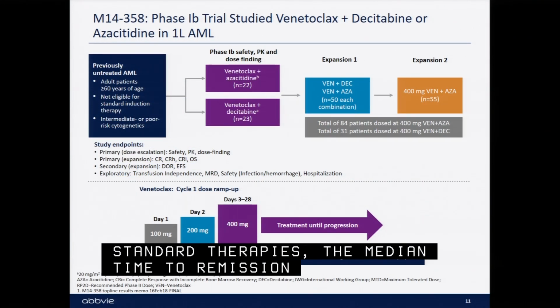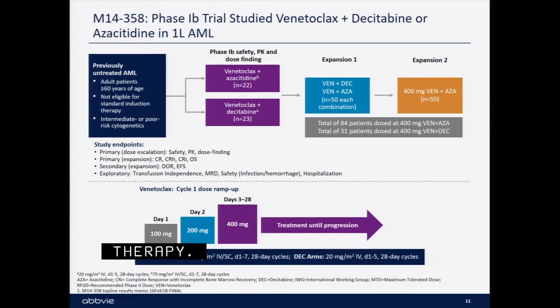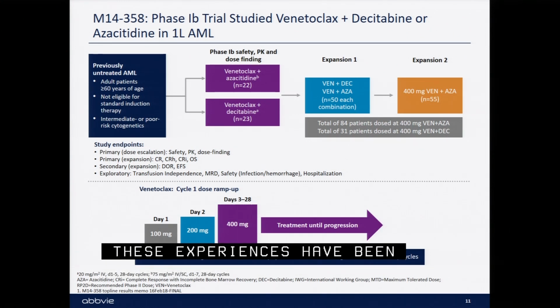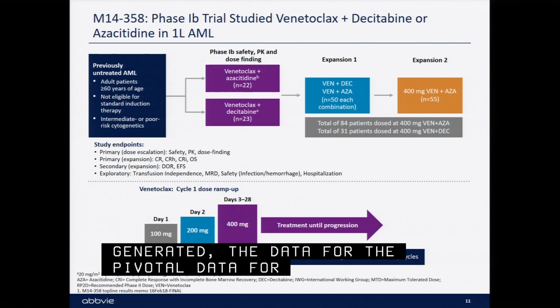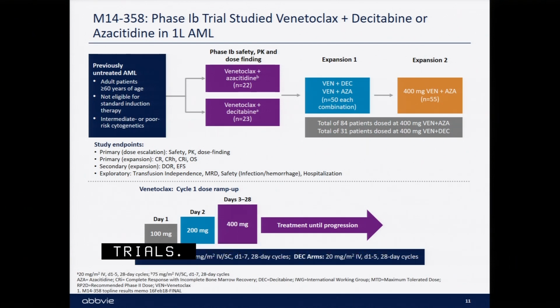So these experiences have been generated. The pivotal data for the US FDA label was generated from 2 non-randomized trials that I'm going to briefly overview for you. These patients were all over the age of 60. They were all ineligible to receive intensive chemotherapy.